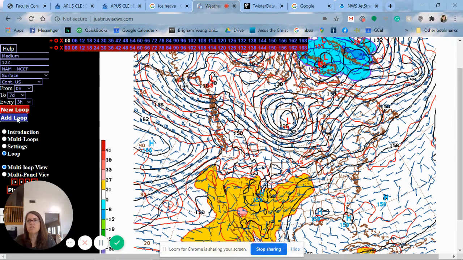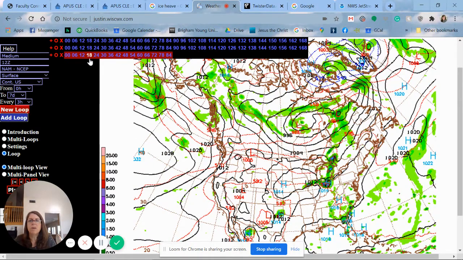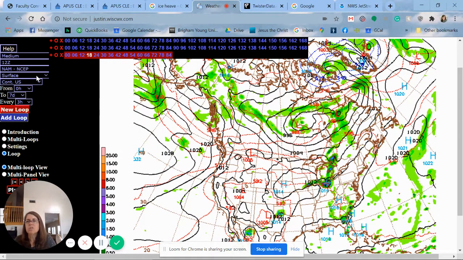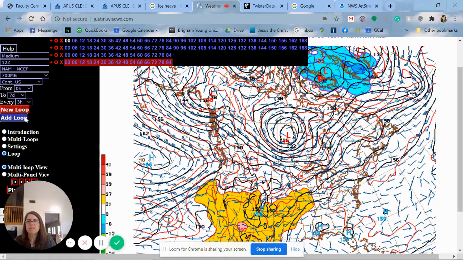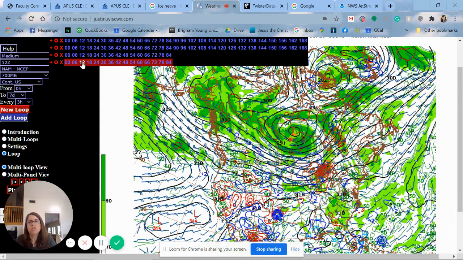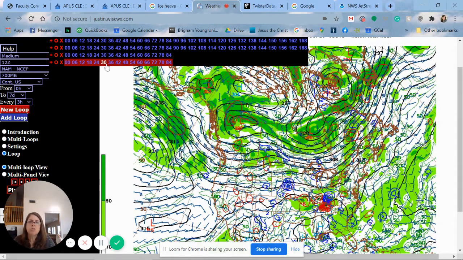So if I want to look at the surface, I'd add that loop, and then I can take a look at the surface map. We look at the different levels because each level is more indicative of a certain type of weather. So for instance, you look at the 700 millibar because it will, there it is. The green shows you mid-level moisture, and it's kind of an indicator if you've got enough of a moisture source to produce rainfall.